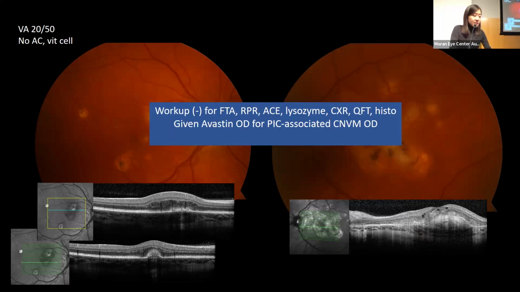She was given Avastin in the right eye for her new PIC-associated CNVM. And given that she was monocular and had a foveal-threatening lesion, a decision was made to pursue aggressive therapy and start methotrexate with an oral prednisone bridge.